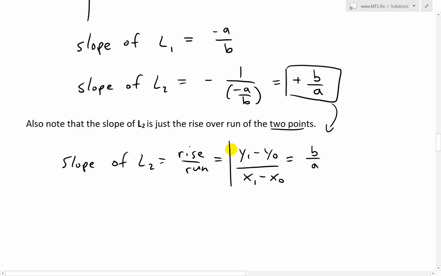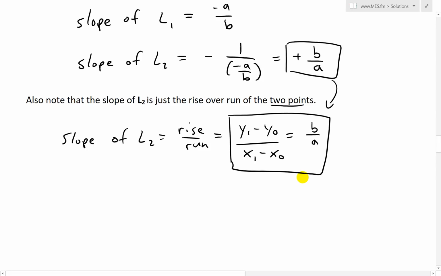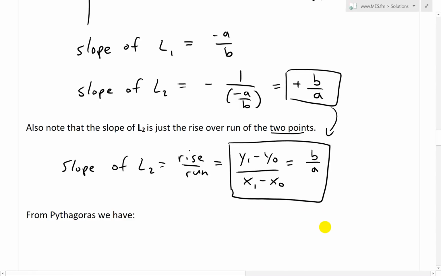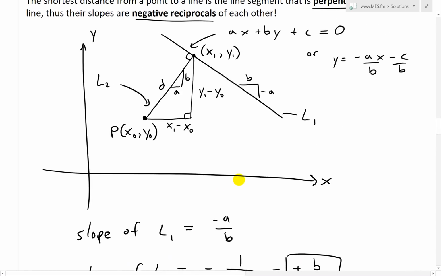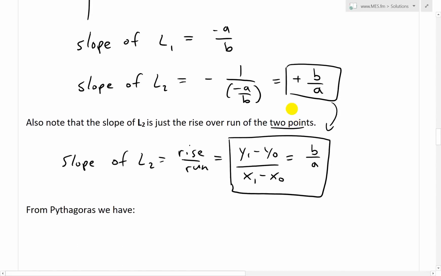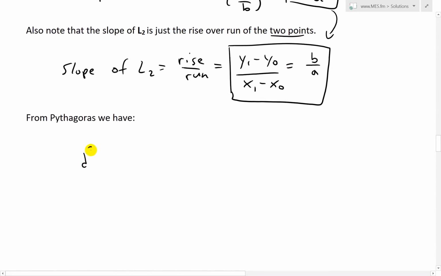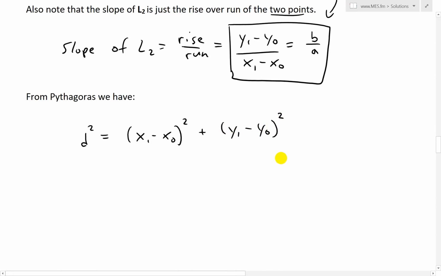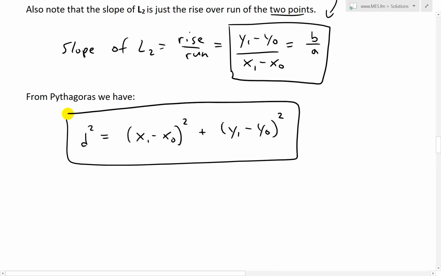So now we have an equation like this, and our goal is to get rid of this x1 and y1, just so that we don't need to worry about where the point is at the perpendicular spot. Now from Pythagoras, or the Pythagorean theorem, we could just square that to get a distance. So d squared is equal to the difference in x, x1 minus x0 squared, of that triangle, plus y1 minus y0 squared, like this. So this is what we have, and our goal is to get rid of this x1 and y1.